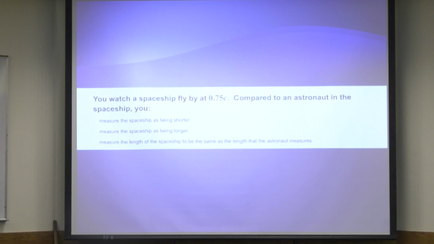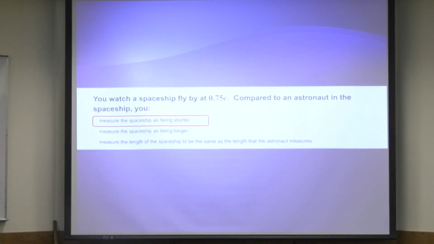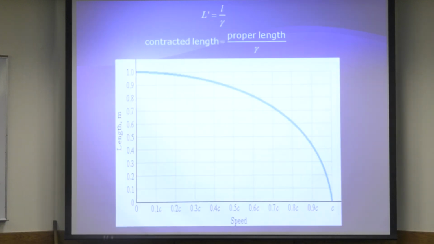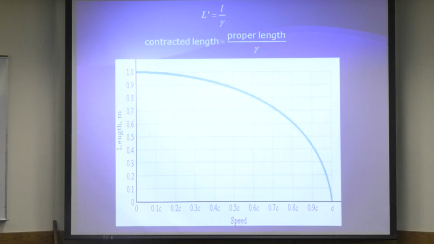All right, so you are watching the spaceship fly by. So the object is not at rest in your reference frame, correct? So you're measuring the contracted length. So the answer is this. So you would measure the spaceship as being shorter. And again, that's just what shows in this picture, right? You measure the spaceship is moving past you. You measure the meter stick to be less than a meter.